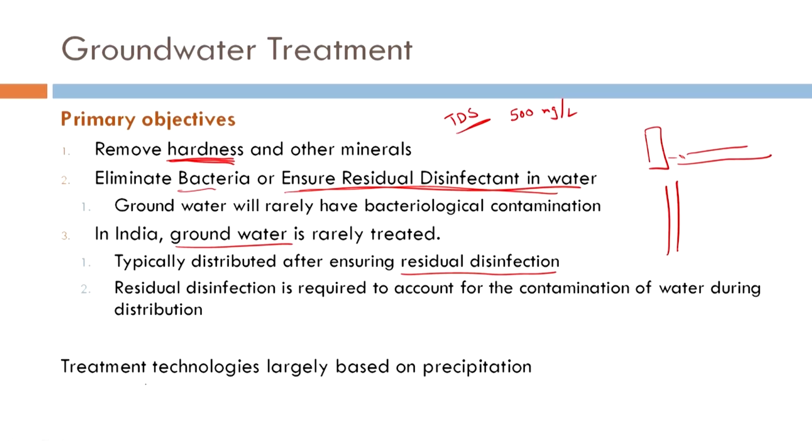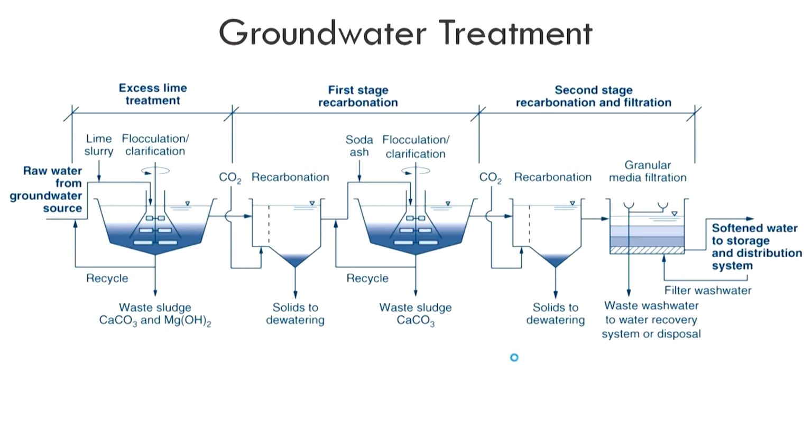And typical treatment technologies for groundwater are based on precipitation, as in we are talking about hardness. For example, excess lime treatment: when you add a high amount of lime, you are increasing the pH, and you are now going to have precipitation in the form of CaCO3 and magnesium hydroxide, and then you are going to add carbon dioxide to bring down the pH, which is recarbonation.